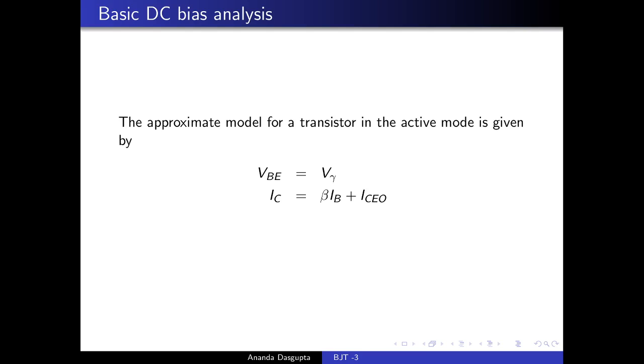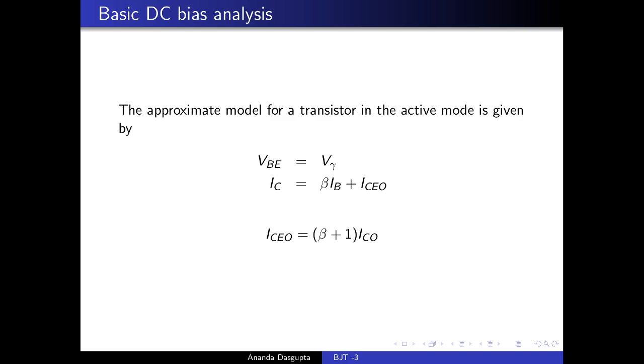Now, ICEO, as we have seen in an earlier lecture, is related to the reverse saturation current of the collector base reverse bias, ICO, by ICO times beta plus 1. So, ICO is the collector current that would flow if the emitter were open, and ICEO is beta plus 1 times that. Now, you might think that even though ICEO is much larger than ICO, it's still typically much smaller than IC. IC typically is of the milliampere range, whereas ICEO is in the microampere range.